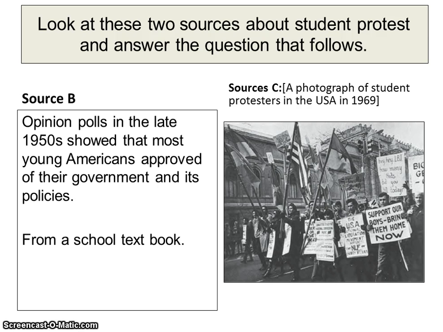So two sources, one from a textbook. Opinion polls in the late 1950s showed that most young Americans approved of their government and its policies. Source C is a photograph of student protesters in the USA in 1969. It's about bringing home the boys from Vietnam and doing it now rather than risking losing more young American lives. You're aiming to both explain key concepts and use a source. So deploy your own knowledge, key concepts, and recall information, and use a source to help you as well.